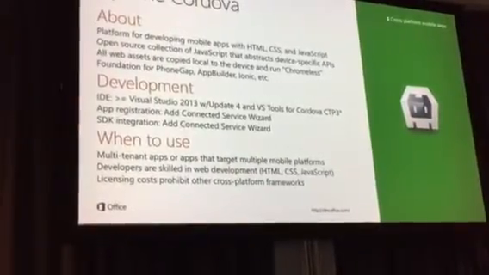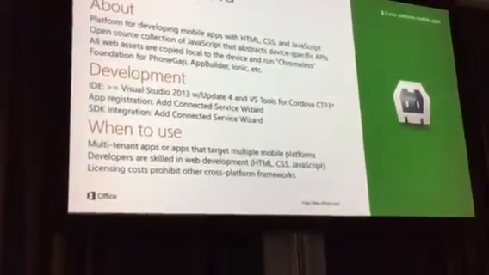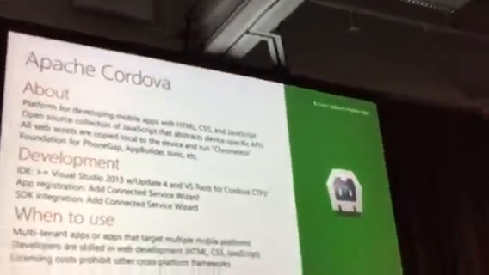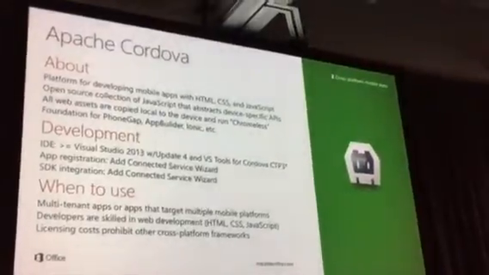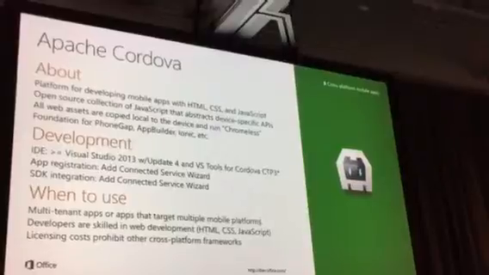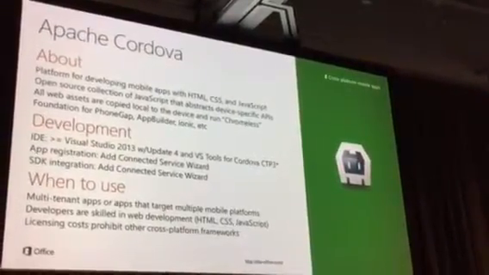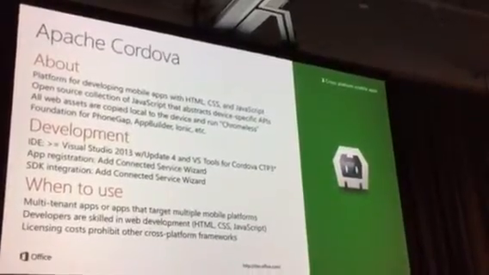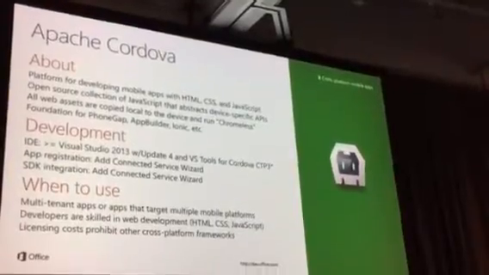When would you use this? Well, if you need to build a multi-tenant application or a multi-device application. If you have existing developers who are skilled with HTML, CSS, and JavaScript, that would be a great reason to take a serious look at using Apache Cordova. And if licensing is really expensive, we'll talk about the next option in a second where there are licensing costs. But it's hard to beat open source sometimes. And so this can be a great option for you.